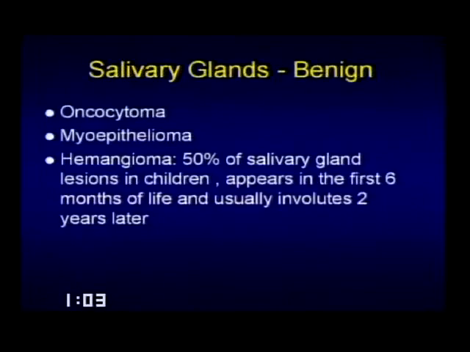The other benign salivary gland tumors include the oncocytoma, myoepithelioma, and hemangioma. The hemangioma is important to know in kids, accounting for 50% of salivary gland lesions in children. It appears in the first 6 months of life and usually involutes 2 years later. Why is that important? So you don't operate on them right away. You should wait at least 2 to 3 years before operating on a hemangioma in a child.